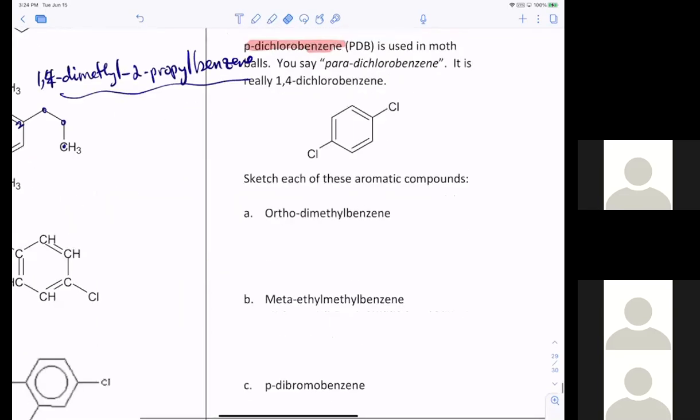Try drawing ortho-dimethylbenzene. Benzene, dimethyl, 2 carbons, and then ortho means... I just remember o-m-p. Ortho, side by side. Meta, one apart. Para, two apart. So this is going to be something like that, right?